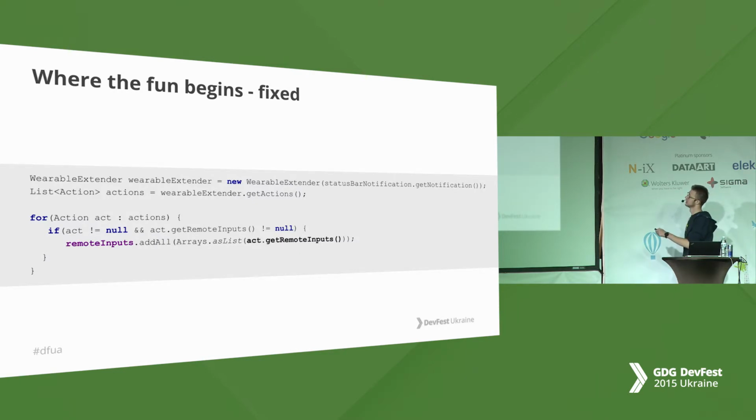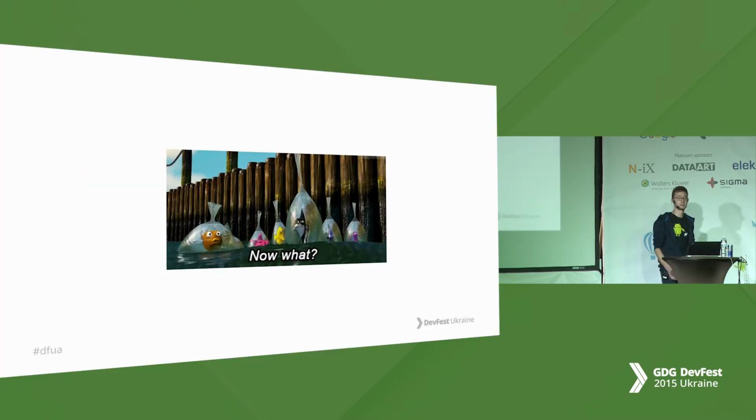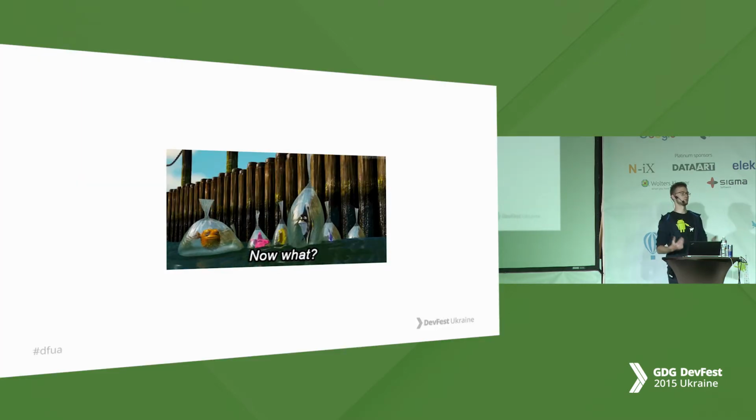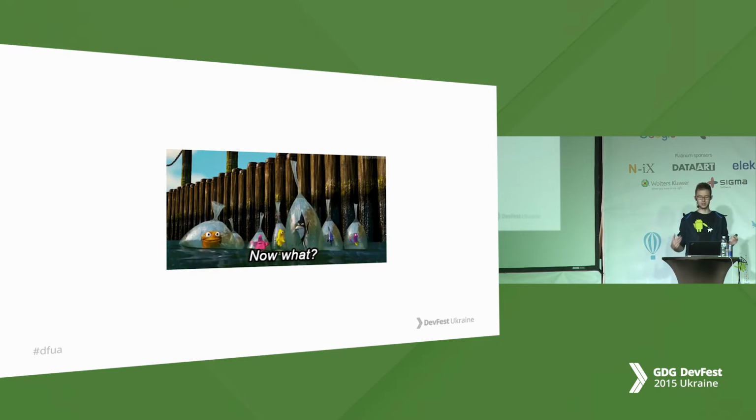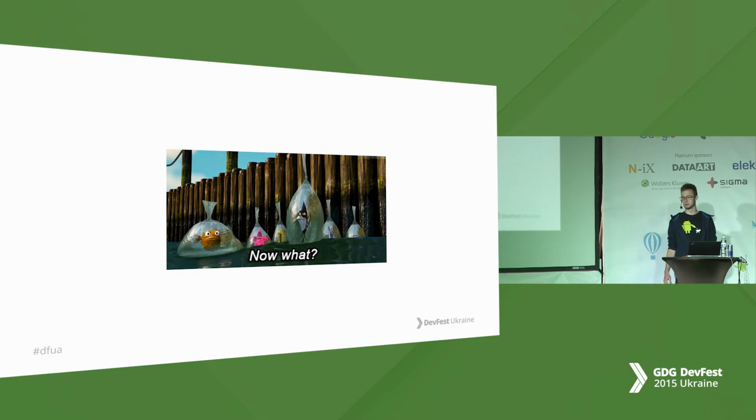Basically, you can put your status bar notification and get notification object into variable constructor and get variable extender out like that with all actions, and you just iterate on those actions to find ones with the remote inputs. Quite easy, nice looking, and probably much more efficient than the previous solution. Okay, so we got those remote inputs objects, and what they are and how we can use them in the proper manner.